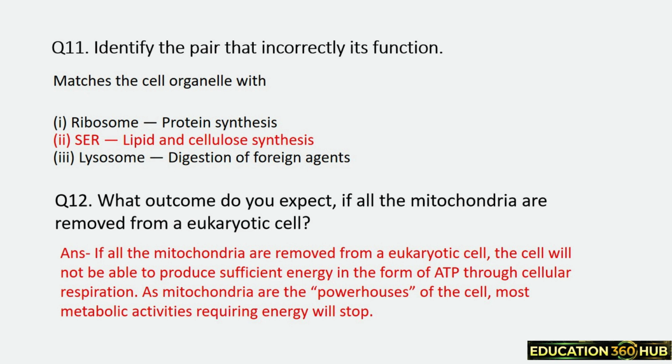Question number 12. What outcome do you expect if all the mitochondria are removed from a eukaryotic cell? Answer. If all the mitochondria are removed from a eukaryotic cell, the cell will not be able to produce sufficient energy in the form of ATP through cellular respiration. As mitochondria are the powerhouses of the cell, most metabolic activities requiring energy will stop.